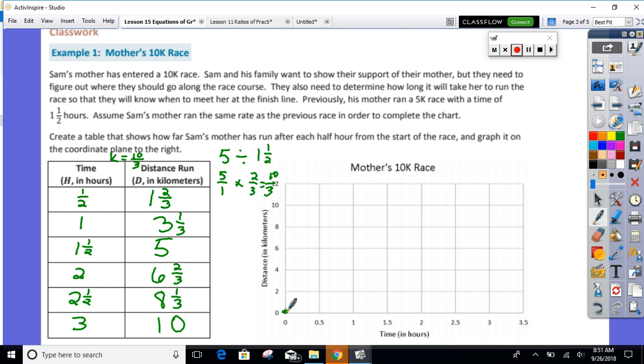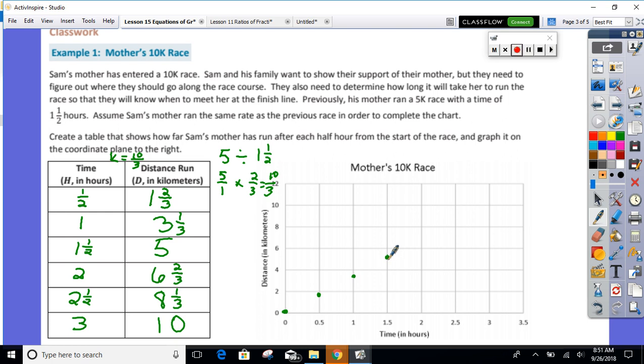Then it wouldn't be true that she's at 0K at 0 hours. So after half an hour, she's running 1 2/3. So you have to kind of estimate 1 would be in the middle, and then you have to imagine this little part split into 3 parts and go up about 2 of those parts. And it's really hard for me to see that on my board. 1 goes with 3 1/3. So again, we go to 3, and we go just a little past it. 1 1/2 goes to 5. That's right in the middle.